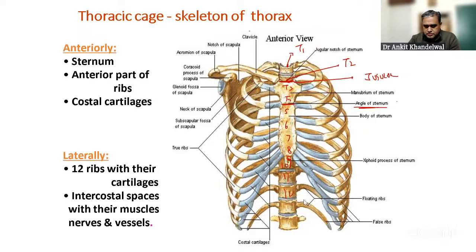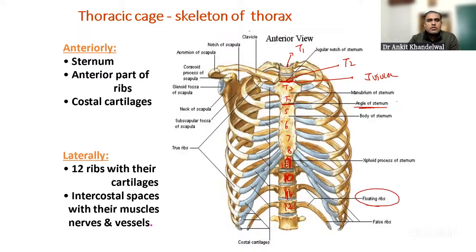Just a second. The 12th is this, the 11th is this, the 10th is this, because the 9th is over here. So 9th, 10th, 11th, and the 12th. You can see this 11th and 12th are the floating ribs.